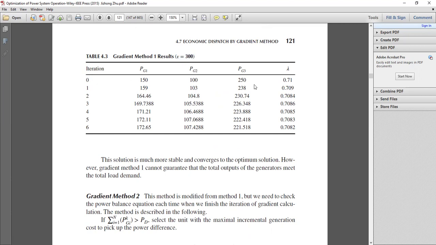The previous example was 4.8, but they are still sticking with epsilon equals 300. They have shown the iterations up to iteration number 6. And their comment about this is, you see, now we are not actually calculating this thing. So this is a shortcoming of this method. In this method we cannot guarantee that the summation of i equals 1 to n of pgi equals p demand.